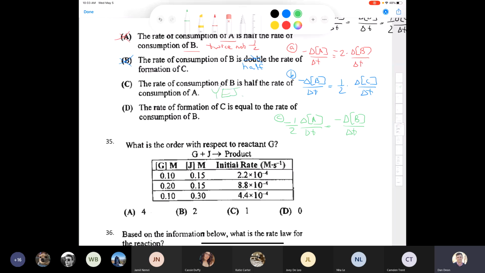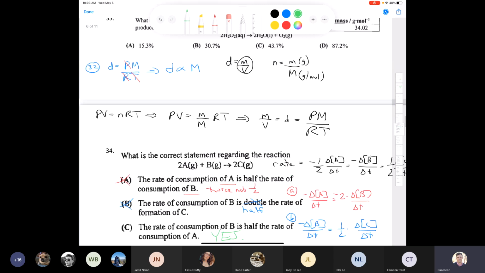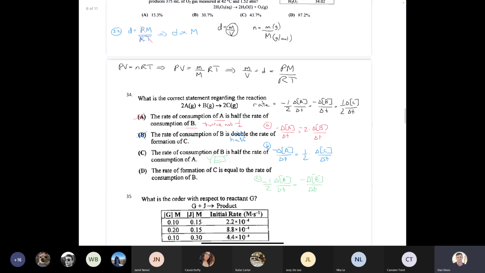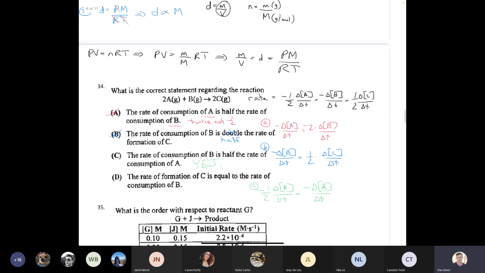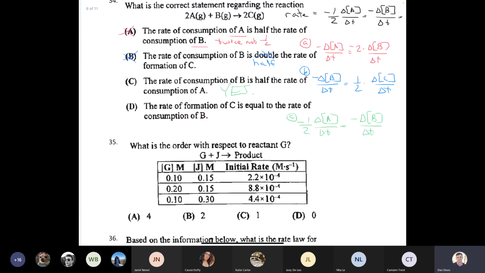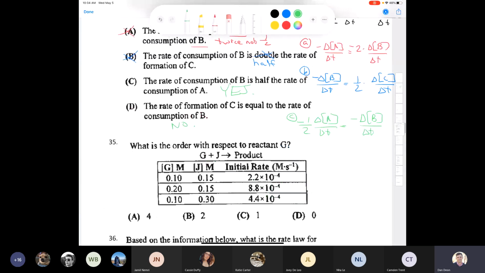And then I'm kind of running out of space here, but it says the rate of formation of C is equal to the rate of consumption of B. You can clearly see that that's not true, because I have a factor of 1/2 in front of my change in concentration of C over time. And so this one is not true. And so the answer is C, like that.